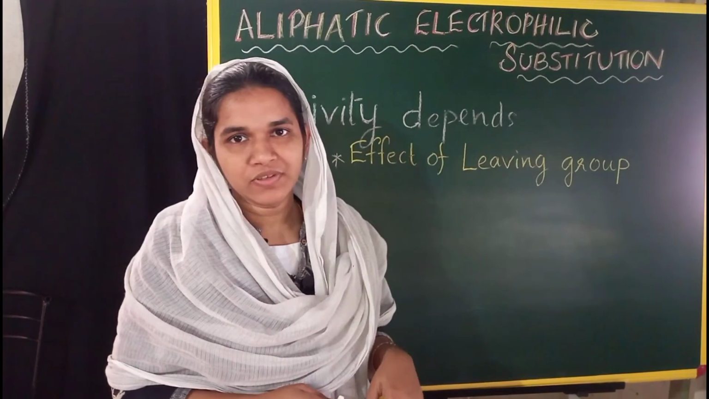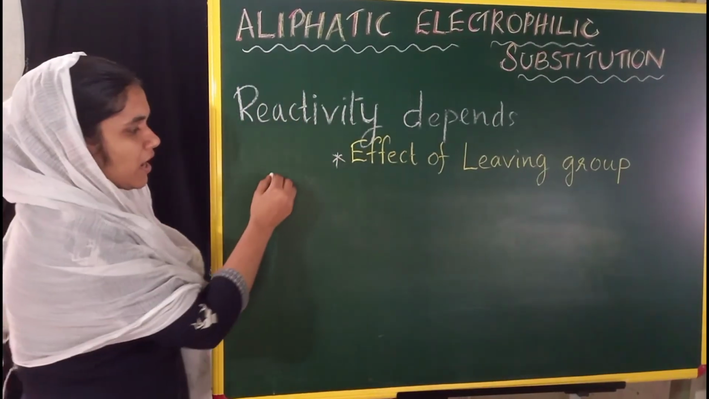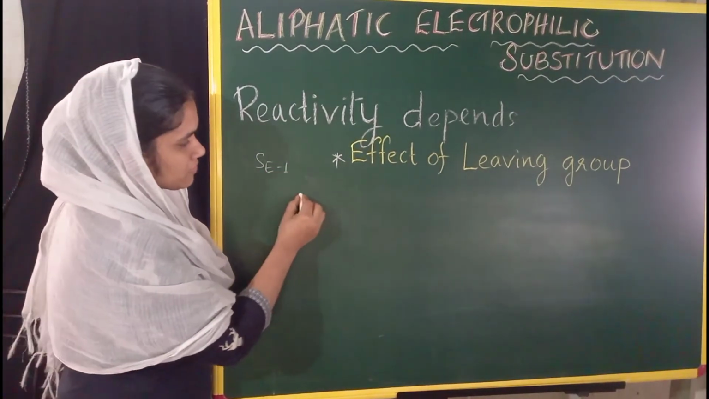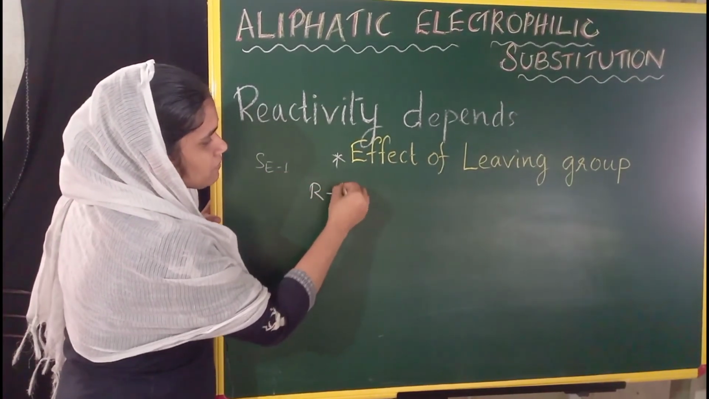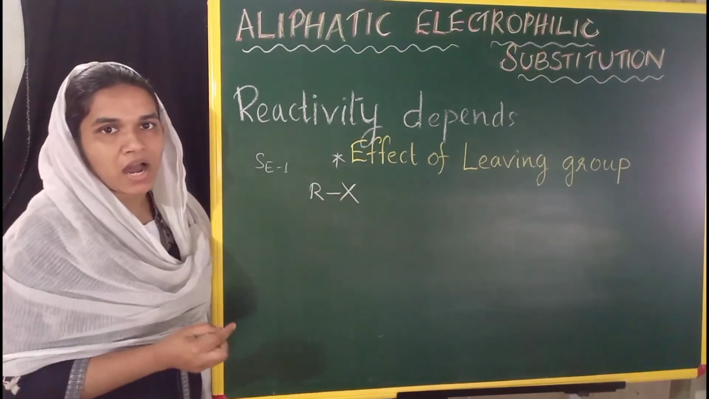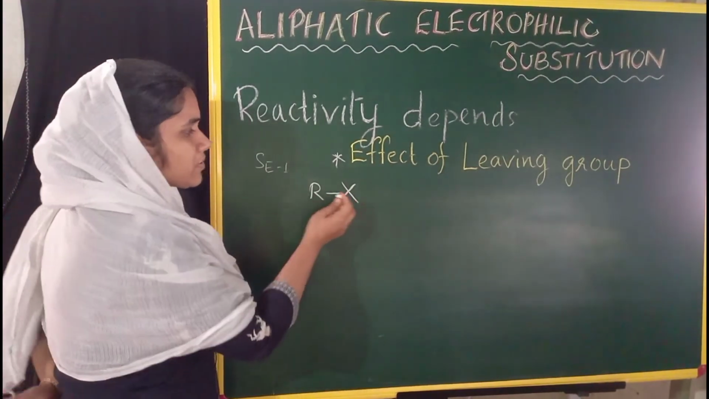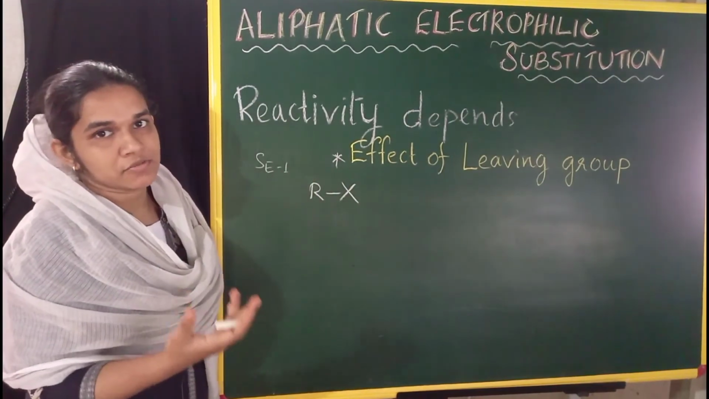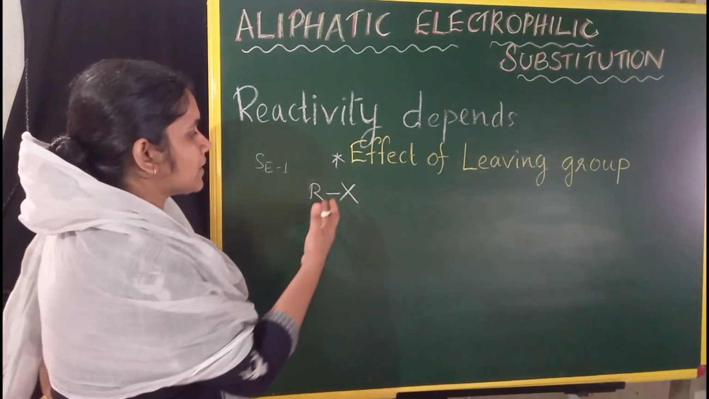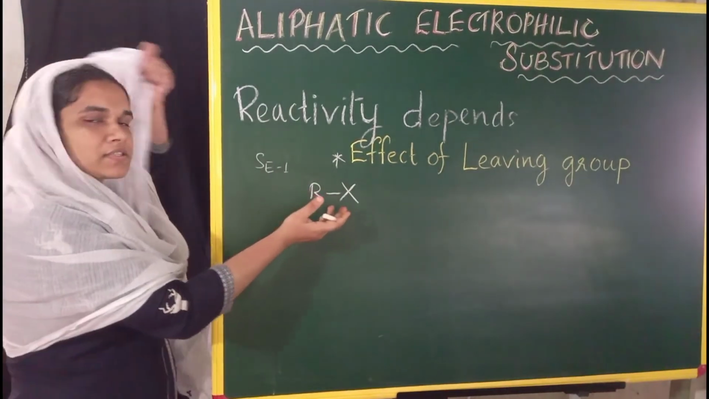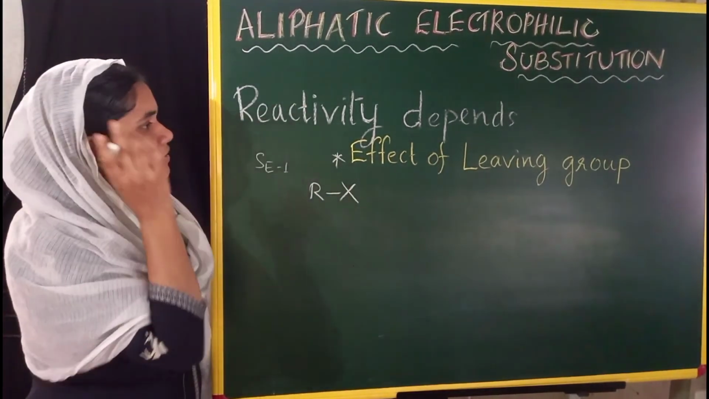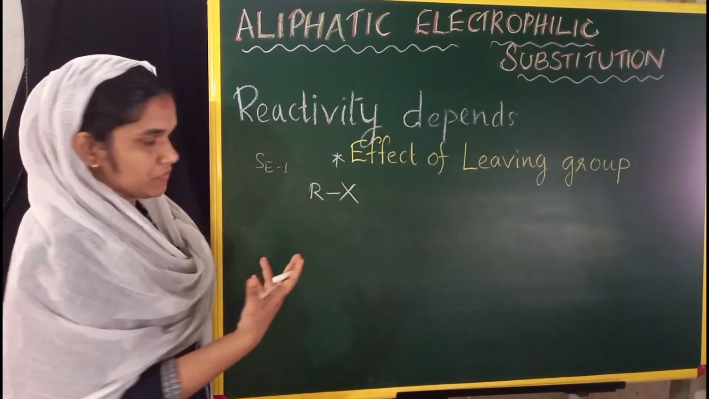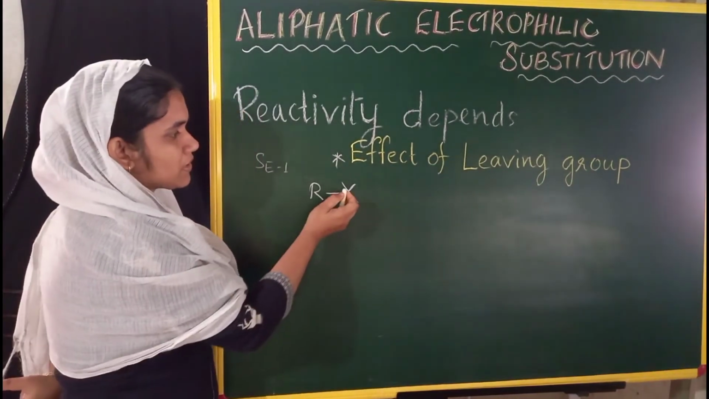Next, effect of leaving group. In the case of both the E1 mechanism and the bimolecular mechanism, it depends upon the polarity of the R-X bond. As the polarity increases, X can be removed as X plus much better. So as the polarity between the carbon and X bond increases, the leaving ability also increases, or the rate of reaction also increases.